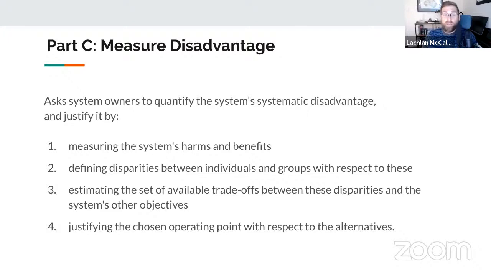So the result of this analysis, by defining the harms and benefits in a specific measure, looking at disparities of those and then computing trade-offs, may result in an existing fairness measure being used, like precision parity, or it might be something novel and specific to the application, depending on the circumstances under which those harms occur. And you'll see examples of both of these in the upcoming case studies.